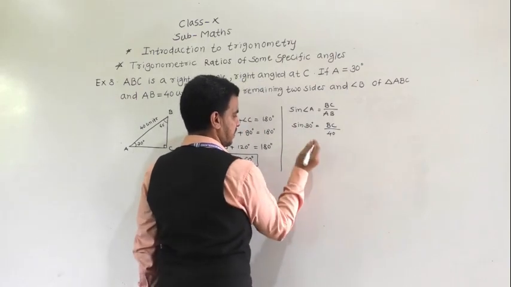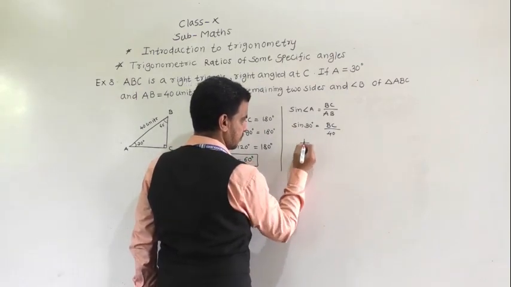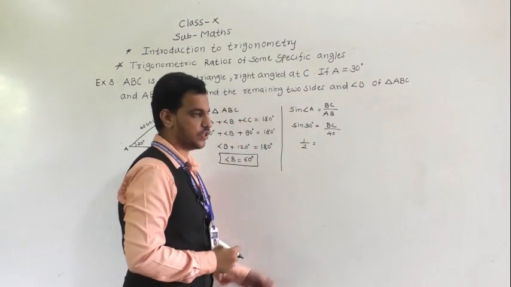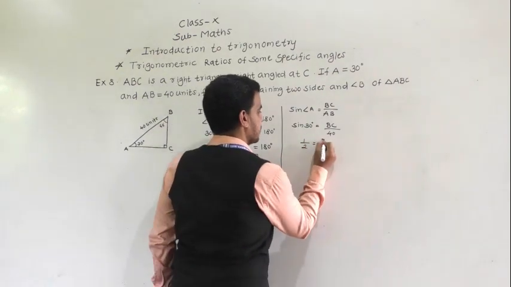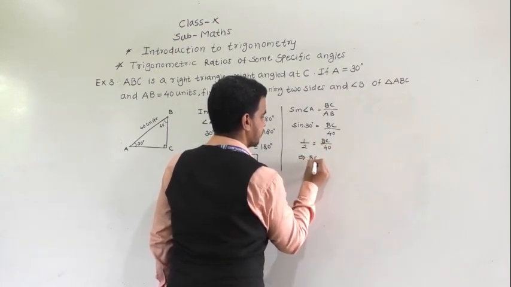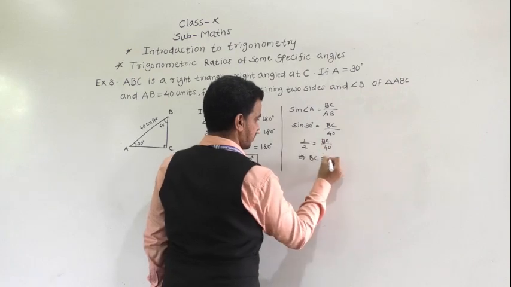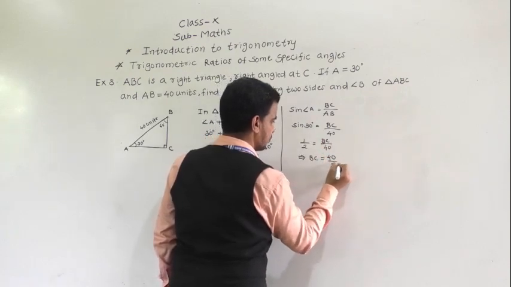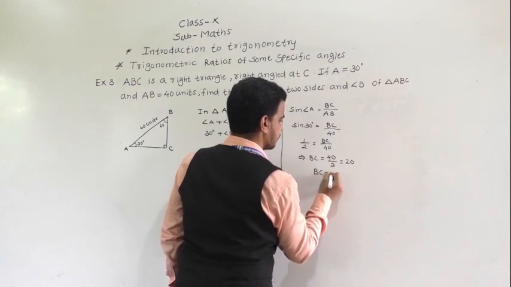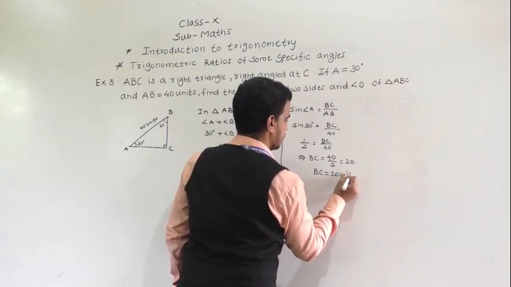Now sine 30, we know that this value is 1 by 2, so sine 30 is equal to 1 by 2, which is equal to BC by 40. So BC is equal to, if we shift this 40 here, 40 divided by 2, that is equal to 20. So BC is equal to 20 units.